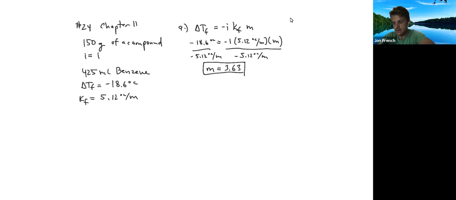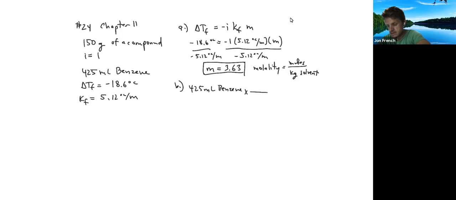Part B, they ask us how many moles of this unknown we have. We know molality is moles per kilogram of solvent, so for part B we have to find how many kilograms of solvent we have. Well, we know we have 425 milliliters of benzene, and they tell us that the density of benzene is approximately 0.877 grams per 1 milliliter.